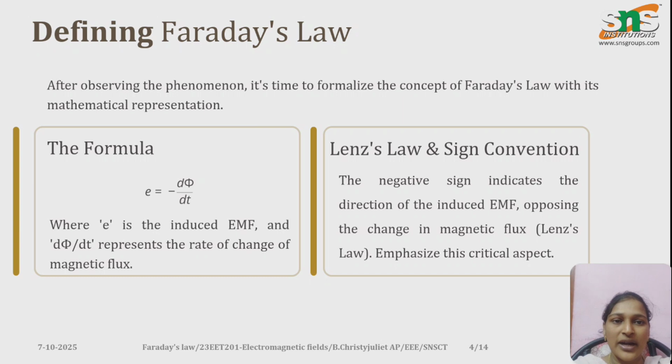As per Faraday's law, whenever a rate of change of flux occurs, an EMF is induced, which is mathematically given by E equals minus d phi by dt, where E is the induced EMF and d phi by dt is the rate of change of magnetic flux. Now why do we have a negative sign here? Because as per Lenz's law, the negative sign indicates the direction of the induced EMF. Lenz's law states that the induced EMF will always oppose the source, so it will flow in the direction opposite to the source.